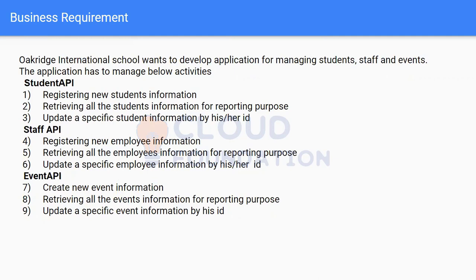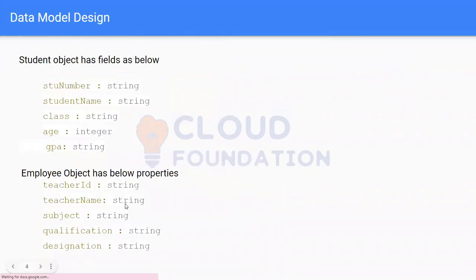Okay. And the school will have different kinds of events, like examinations and some kind of cultural events, right? So they need to manage the events also, right? They need to create a new event, retrieve all the events happening in a particular month or something like that, and update the event. They have to manage the events happening in the school, right? Okay. So they need to manage these three objects: student information, employee information, and event information. Okay. And we start designing that.